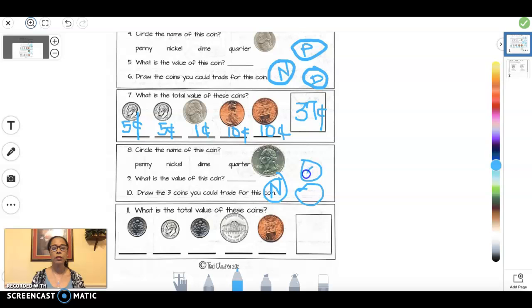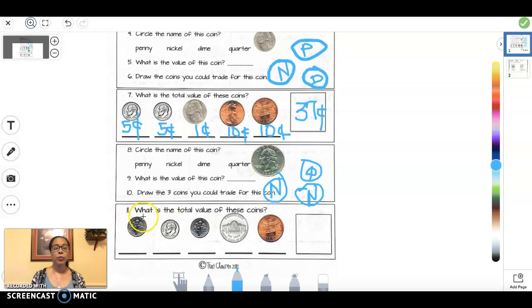Maybe you think that this coin is a quarter, or maybe 2 nickels and a quarter would be the same amount as this coin. I don't know. But that's what you'll be doing.